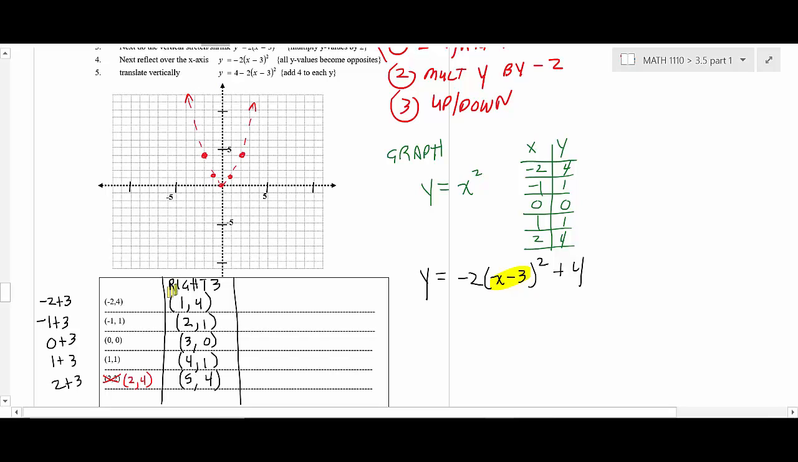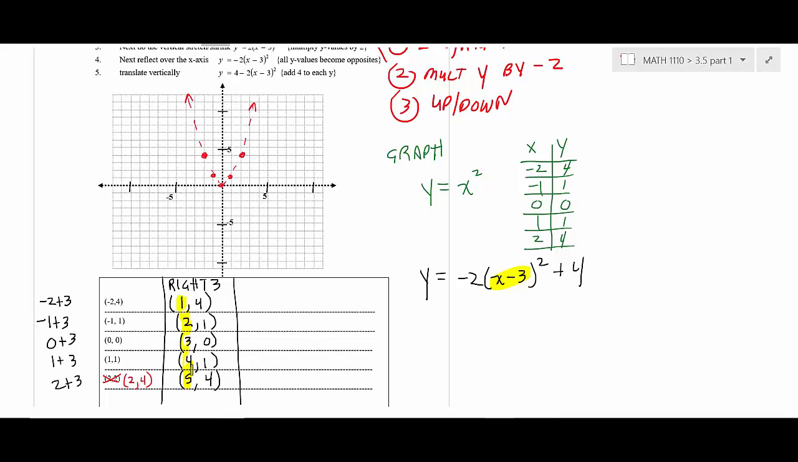What I want to show you is it's the x's that changed while y stayed the same, right? Everybody with me there? So I just made all the x's get bigger by 3. That's what moves them to the right. What is the second thing I said to do?